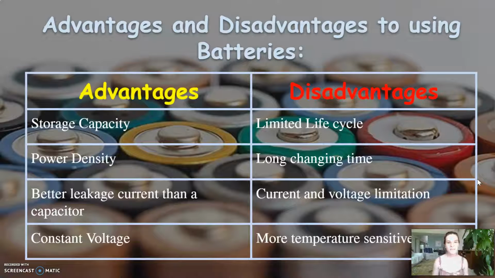Some advantages and disadvantages to using batteries: their advantage is that they're able to store a lot, they have a high power density, they have a better leakage current than capacitors do, and they have a constant voltage. Some disadvantages are that they have a limited life cycle or lifespan, supply in a small little battery or even a big one, and a long charging time. Current and voltage is also limited inside of batteries, and they're also more temperature sensitive.